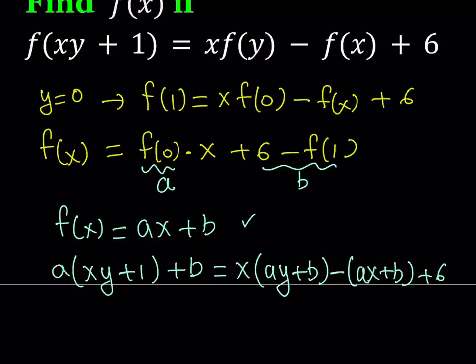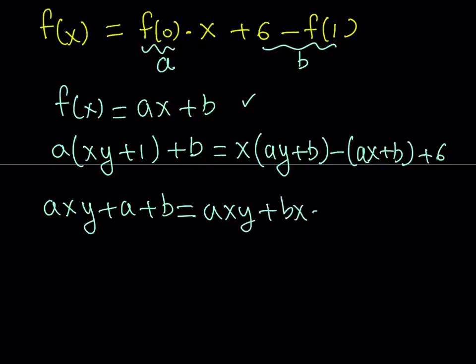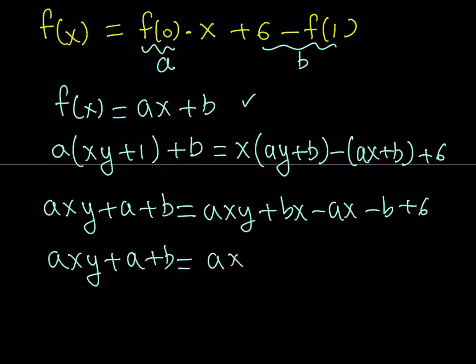Great, we got an awesome equation, and guess what? We got rid of the f notation. So all we have is a polynomial equation. Let's simplify both sides. We get axy plus a plus b, and then on the right hand side we get axy plus bx minus ax minus b plus 6. Let's simplify the right hand side a little bit more. We get axy plus b minus a times x plus 6 minus b.